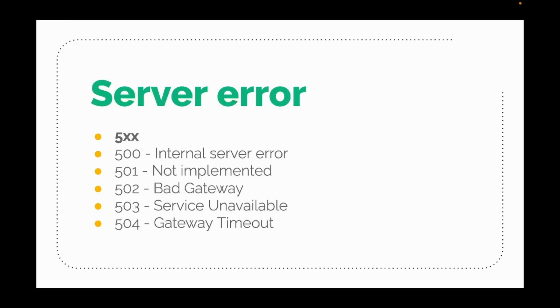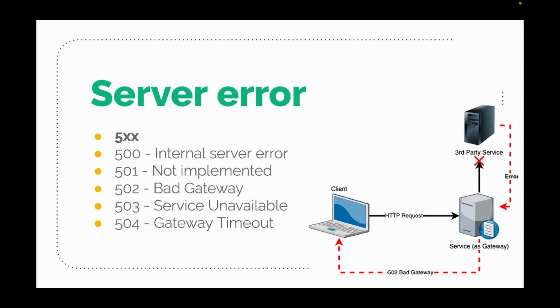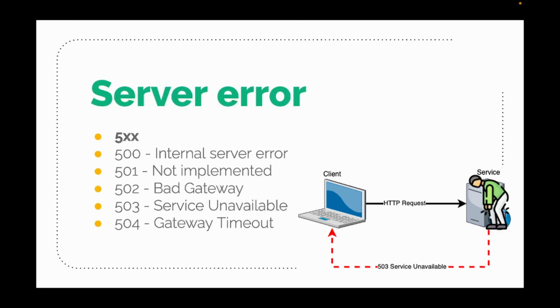502 is bad gateway, which is like the API or the service you are calling basically internally calls another service, and it has received some error. 503 is service unavailable. This could be the API we are trying to call. At that point, that service is overloaded, or there is some issue where it cannot process or it cannot receive your request.